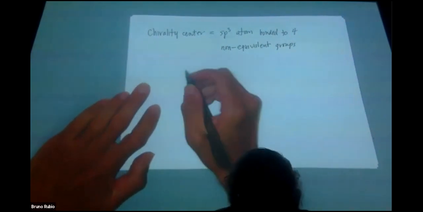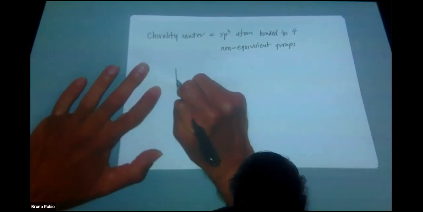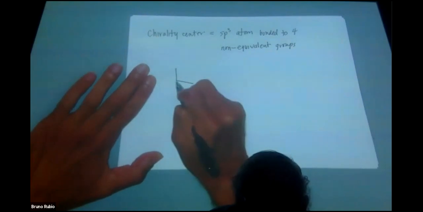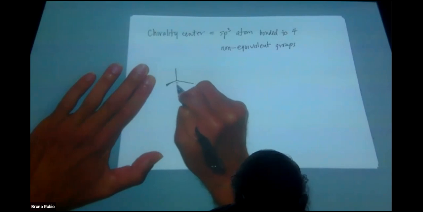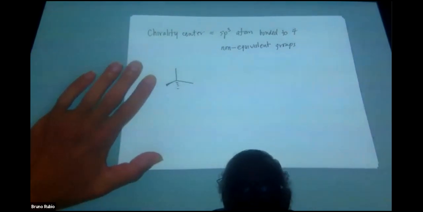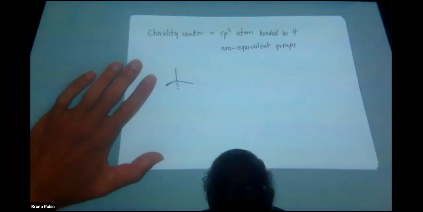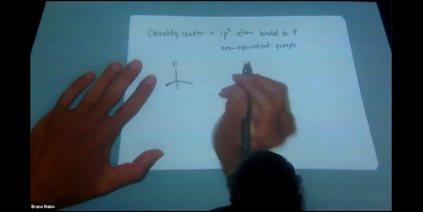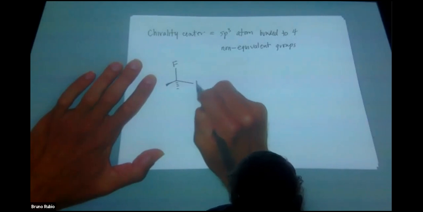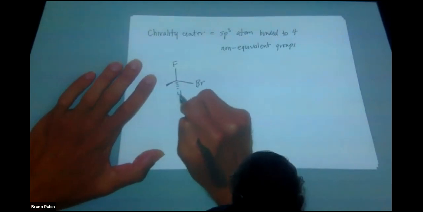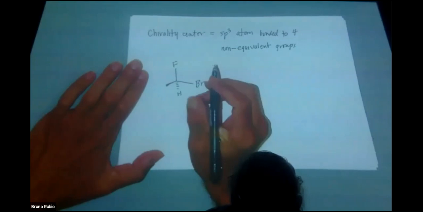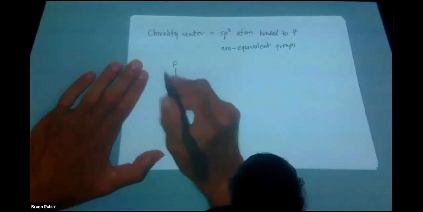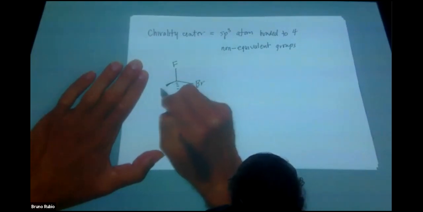All right, so let's look at a simple example. So there's a carbon atom. I'm going to make this a chirality carbon atom. It's sp3 hybridized, and I'm showing the dash and wedge picture. And up here, I'm going to put F. Up here, I'm going to put Br. Here, I'm going to put H. And here, I'm going to put, let's say, maybe CH3.